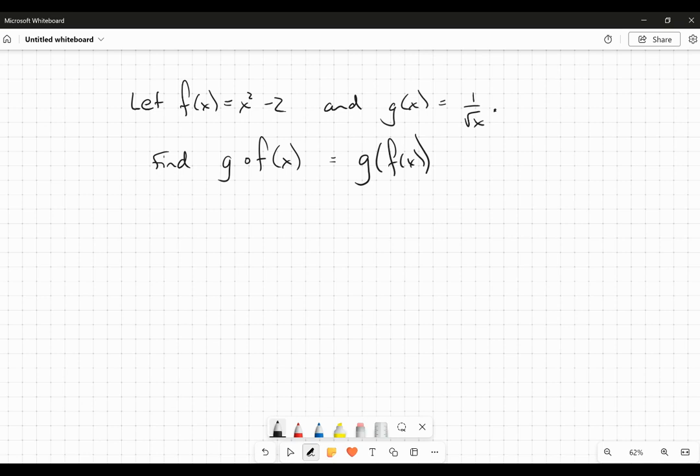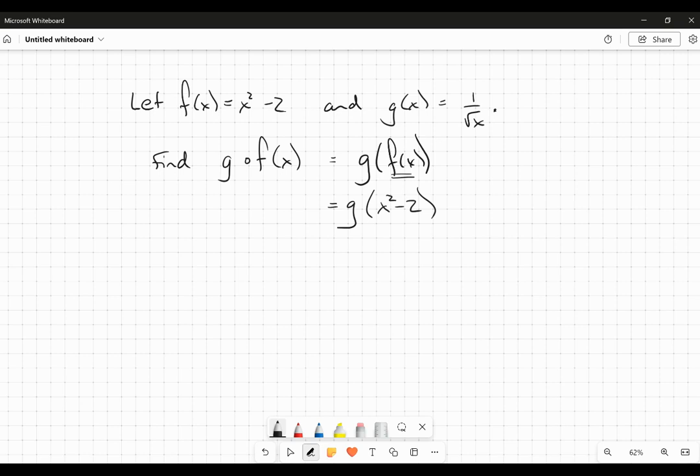What we're going to do is a substitution. We start on the inside here. So we're going to start with this interior function f of x. Well, I know that f of x is x squared minus 2. So I'm simply going to replace f of x with x squared minus 2.